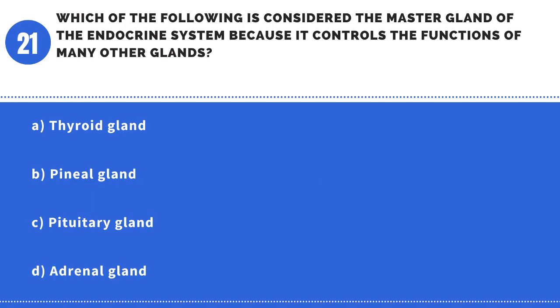Question 21. Which of the following is considered the master gland of the endocrine system because it controls the functions of many other glands? A. Thyroid gland. B. Pineal gland. C. Pituitary gland. D. Adrenal gland.